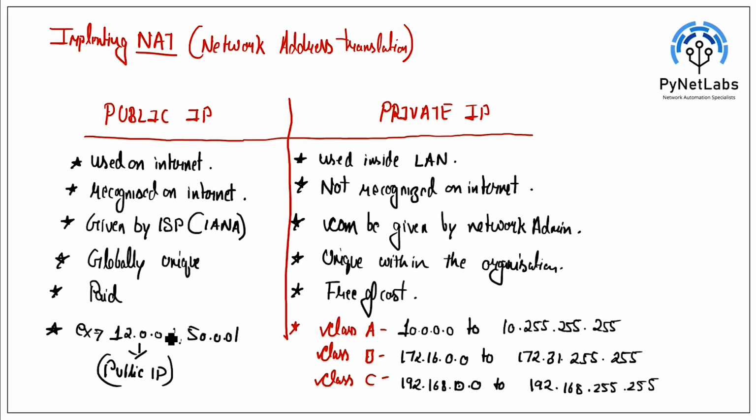So how exactly does the communication happen? We will try to understand this with an example, how exactly network address translation works. If I'm talking about the working of network address translation, NAT, let's understand some points about network address translation first of all.